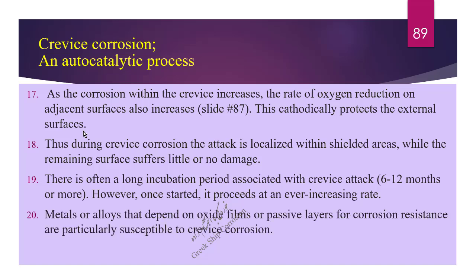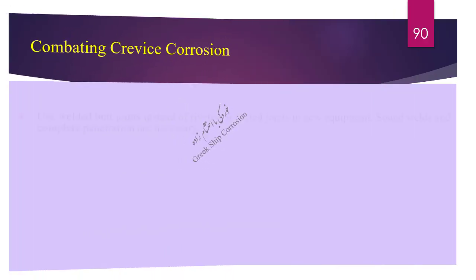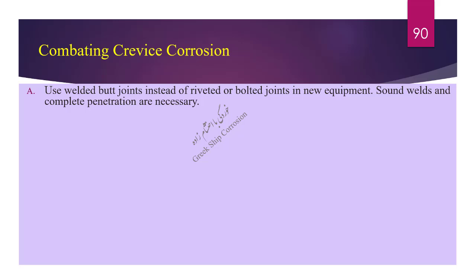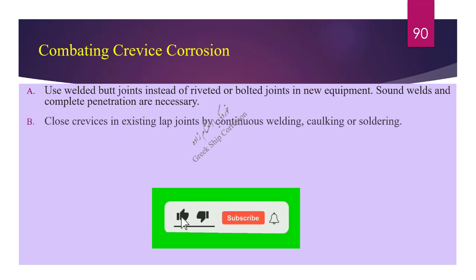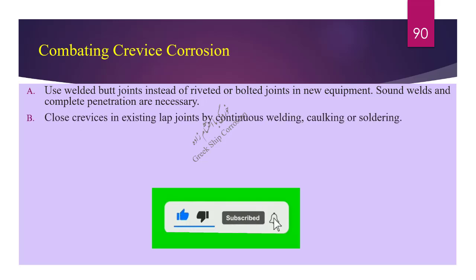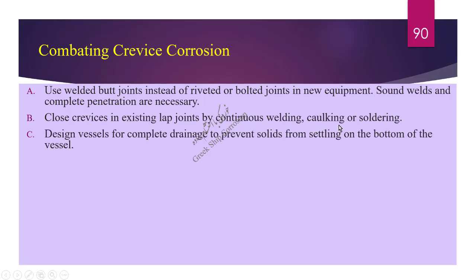20. Metals or alloys that depend on oxide films or passive layers for corrosion resistance are particularly susceptible to crevice corrosion. Combating crevice corrosion. A. Use welded butt joints instead of riveted or bolted joints in new equipment. Sound welds and complete penetration are necessary. B. Close crevices in existing lap joints by continuous welding, caulking, or soldering.